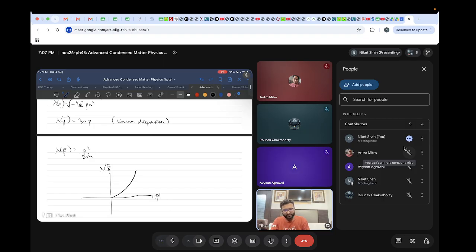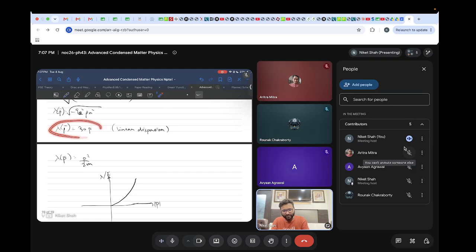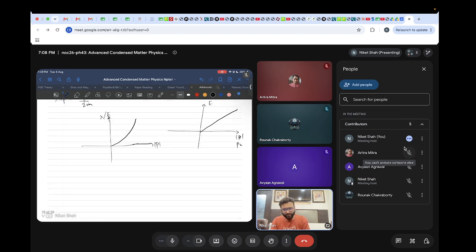But in this particular case, near the Dirac nodes in graphene, in a system as simple as graphene, which is just carbon atoms, you end up getting a dispersion like this. This is my mod P, and this is my energy. So I end up getting a linear dispersion, and you know that E is equal to h nu for photons, right? So E is equal to hc by lambda for photons.